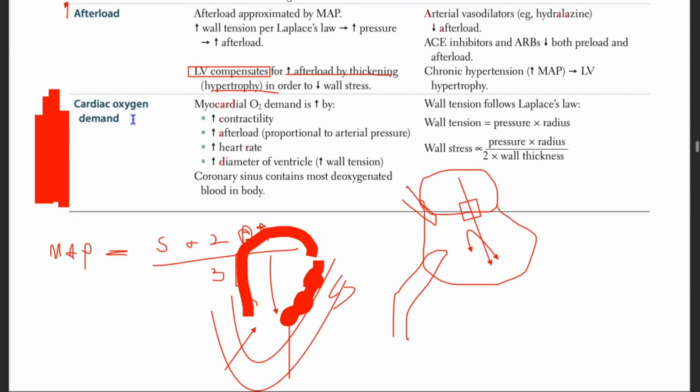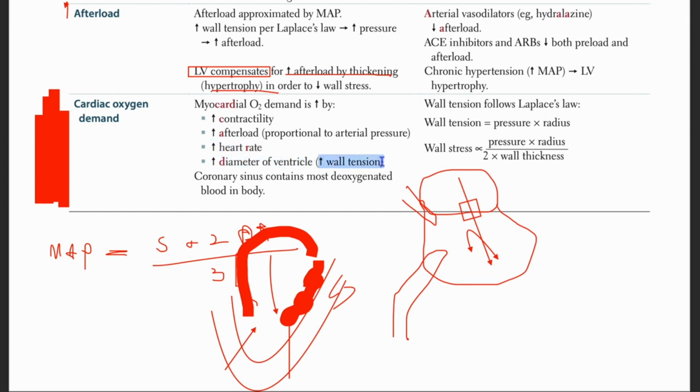Myocardial oxygen demand is increased by increase in contractility. That should make sense now. Increase in afterload, proportional to the arterial pressure. That should make sense now. Increase in heart rate. Okay, we didn't do it, but we sort of did it. Right. Increase in diameter of the ventricle.